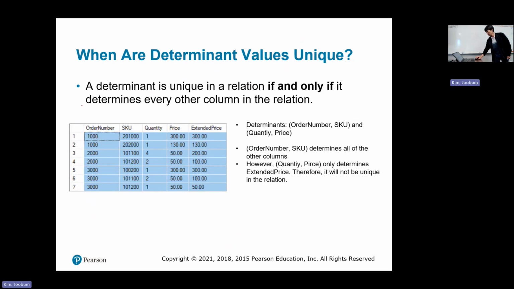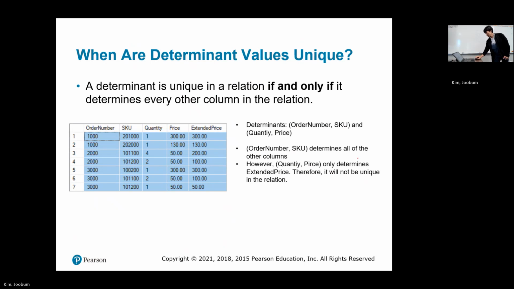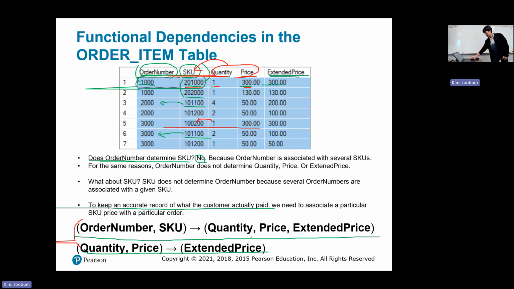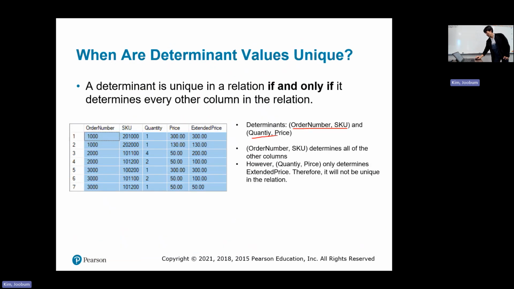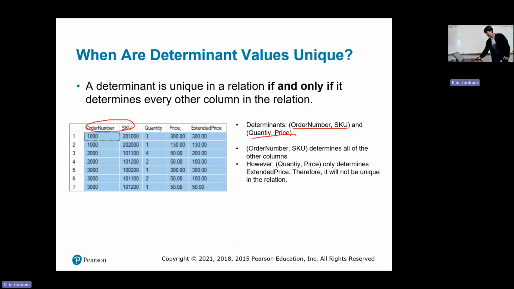And in this case, order number and SKU is a determinant. And then quantity and price is also a determinant, like this. So those two composite determinants determine all other columns: quantity, price, and extended price here.